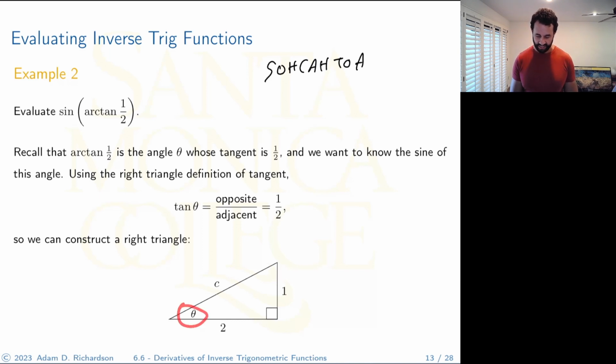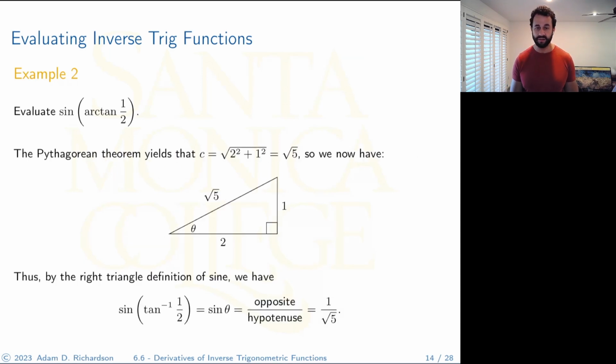So if we want to take sine of this angle, we need to know the hypotenuse. Because what is sine, right? Sine is opposite over hypotenuse. So if we know the value of c here, we can figure out the value of sine. So here we go. We're going to use the Pythagorean theorem. The Pythagorean theorem yields that c is equal to root 5, so we can complete our triangle like so, root 5. And now we can use, again, the right triangle definition of sine to say that sine of theta is opposite over hypotenuse, so we get 1 over root 5. That's the sine value. Ta-da!